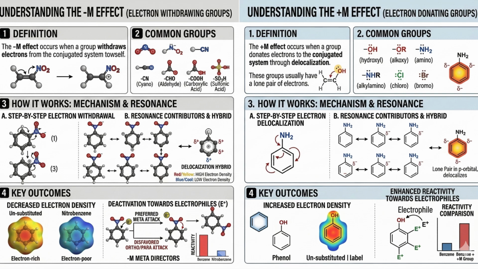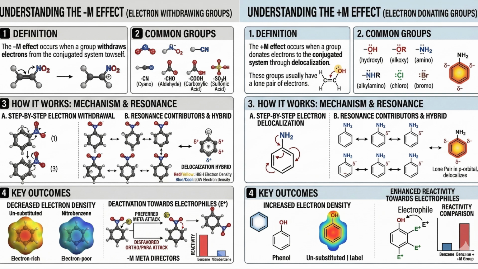A comparison using heat maps of electron density, contrasting unsubstituted benzene, electron-rich, warm colors, with nitrobenzene, electron-poor, cool colors. This visual confirms that the meta position is relatively more electron-rich, explaining why negative M groups are meta-directors for incoming electrophiles, E+. The final bar chart illustrates the deactivating nature of these groups, making the ring less reactive. NO2, CN, CHO, COOH, SO3H.